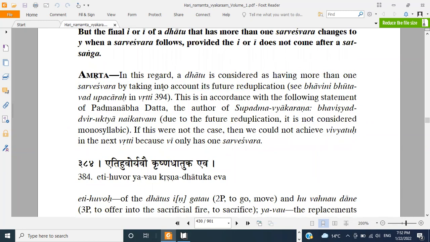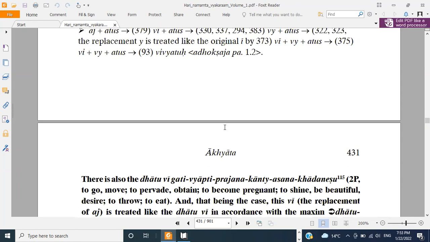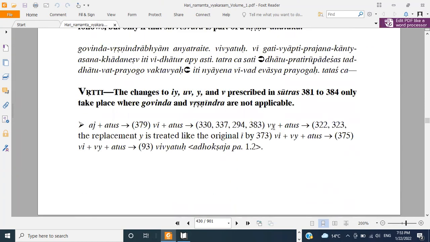Like we just have one sarveshwara, e rama, but we are considering aneka sarveshwara. How come? This is the answer: a dhatu is considered as having more than one sarveshwara by taking into account its future reduplication. Because adhokshara pratyaya is following, reduplication will be there. So that's why we are considering it aneka sarveshwara, and making Trivikrama into year.